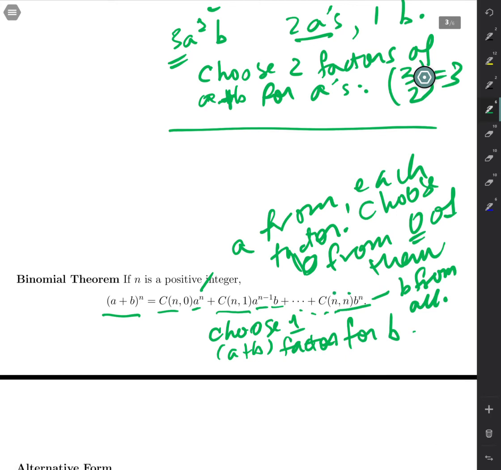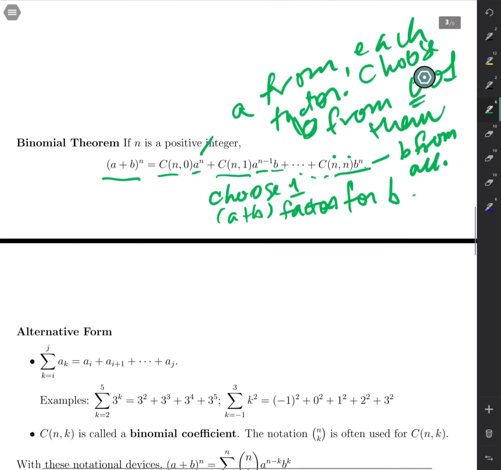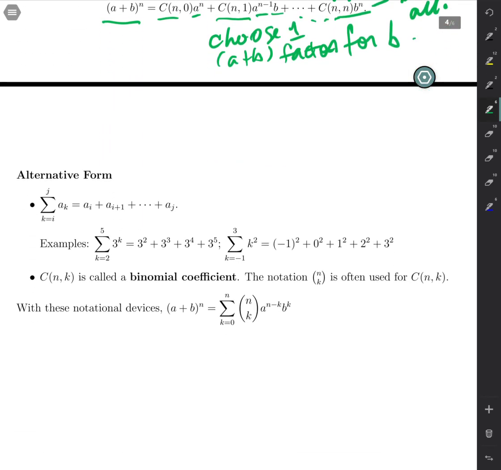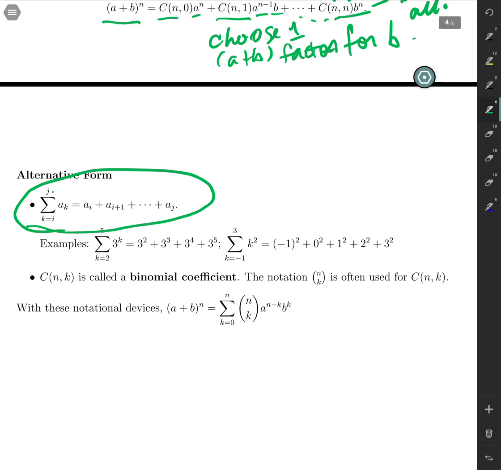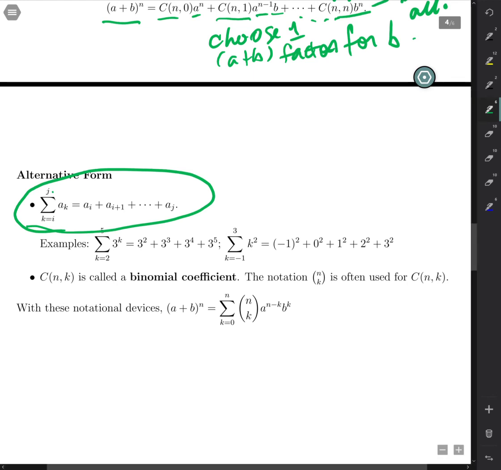Yeah, so that's the binomial theorem, and that's basically the proof of the binomial theorem. The alternative form uses summation notation and the binomial coefficient, so let me go over this real quickly. The summation notation is real convenient. If you haven't seen it, we'll write a big sigma for sum. The Greek letter for s is sigma. In this case, I'm letting k start at i. k will go all the way up to j, incremented by 1 each time, and we're summing whatever a_k is.